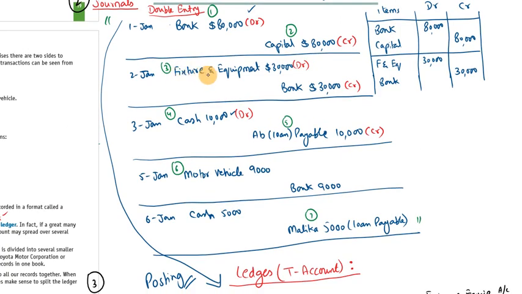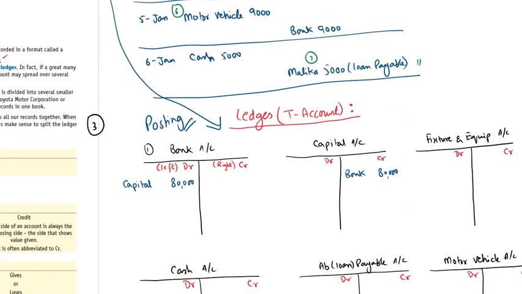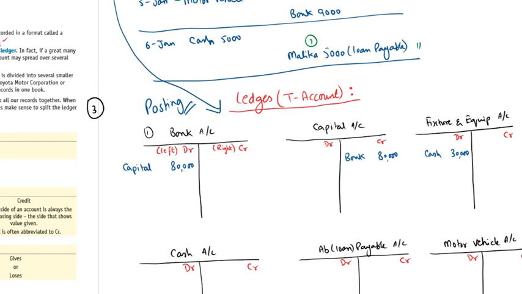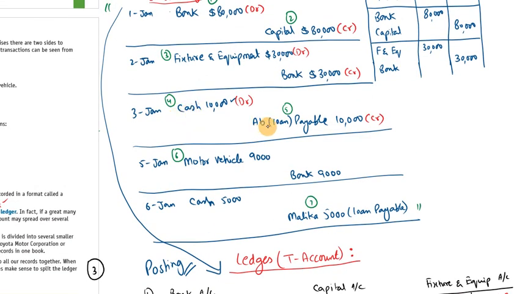The second entry, fixture and equipment debit. So we will record 30,000 on debit side against which accounting head, that is the cash. Sorry, 30,000, not cash, it's bank. So if fixture is debit against bank, it means bank will credit against fixture. So we'll write 30,000 against fixture and equipment.